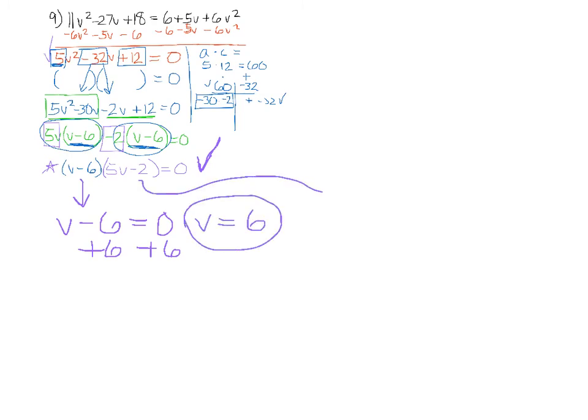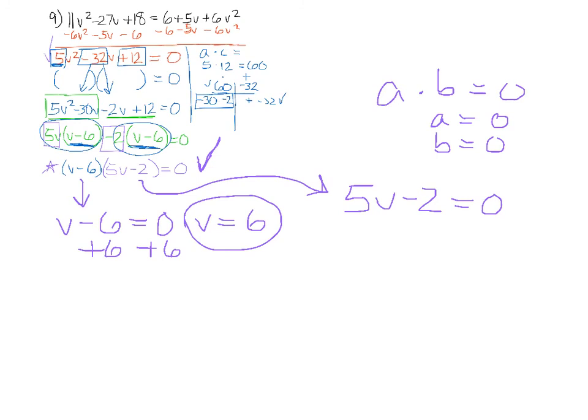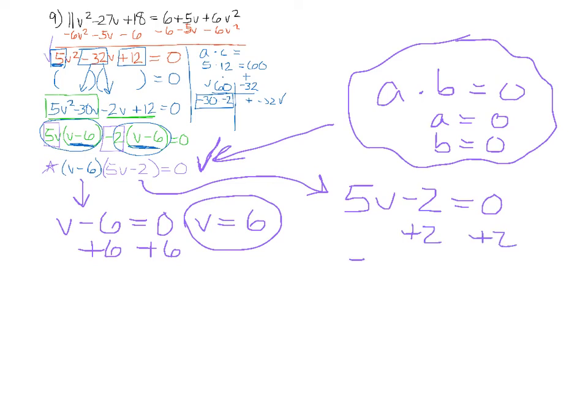Okay, let's do that again with the second factor. 5v minus 2, what would make that equal to 0? Because the principle here is, if I have two things that multiply to be 0, either the first thing's 0, the second thing's 0, or they're both 0. That's kind of what I'm talking about when we get to this point right here. So I just set both factors equal to 0 separately and solve. Well, add the 2 over. So we get 5v equals 2. Divide off the 5.